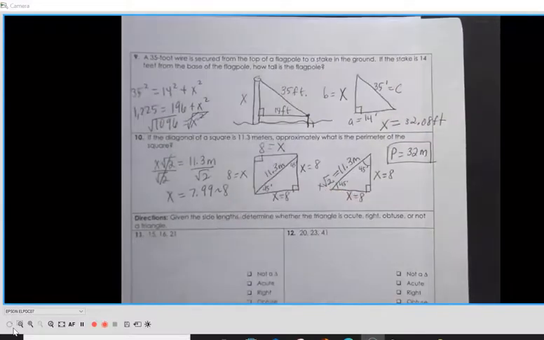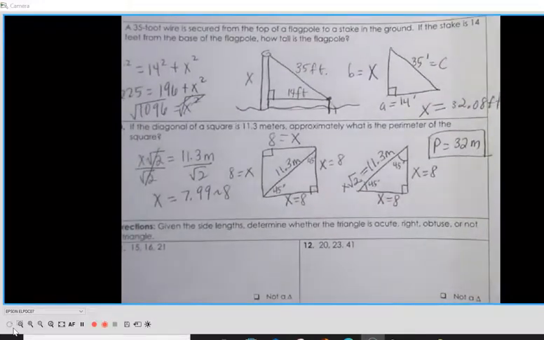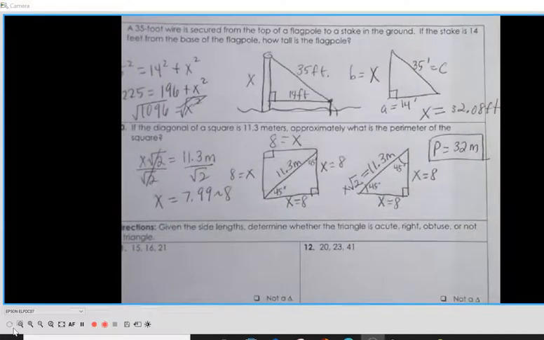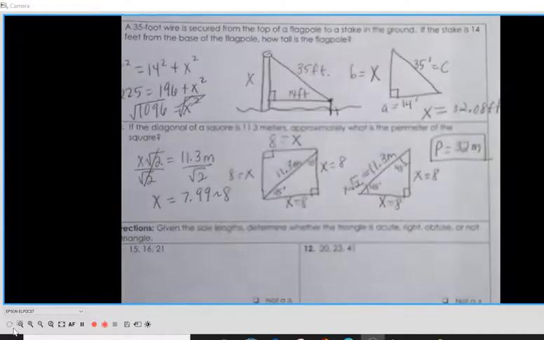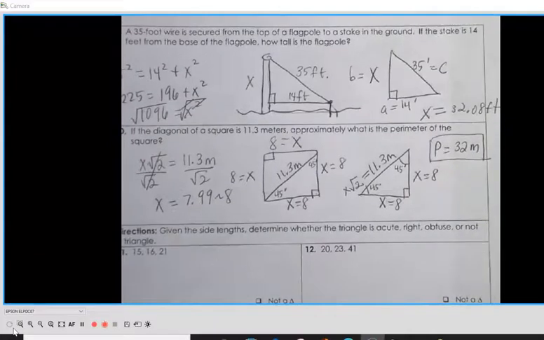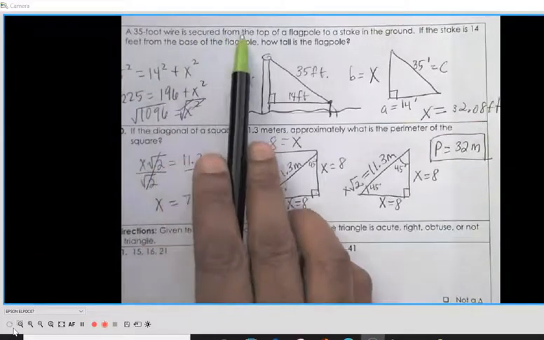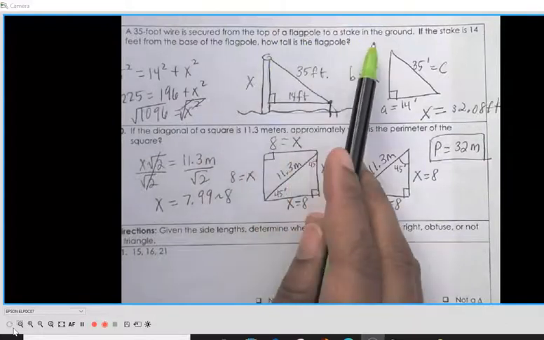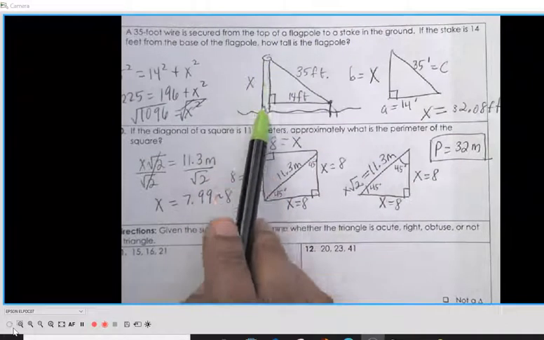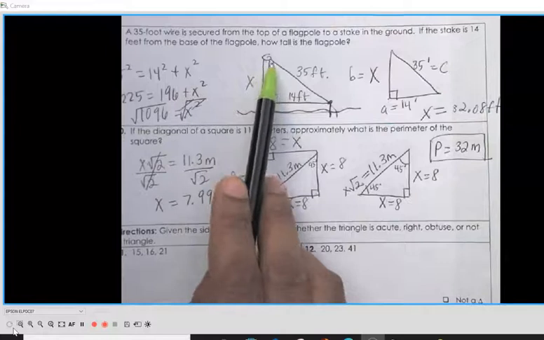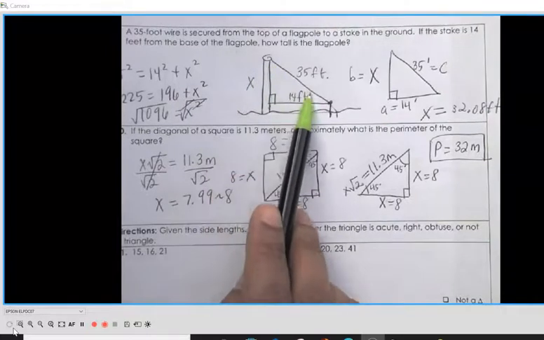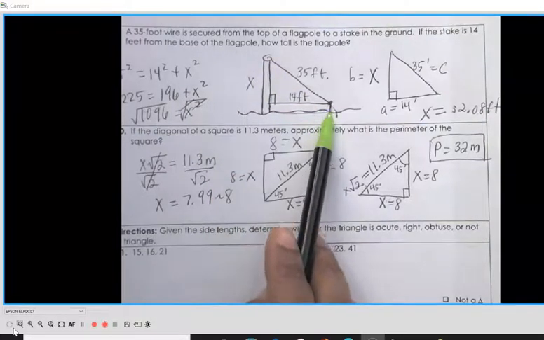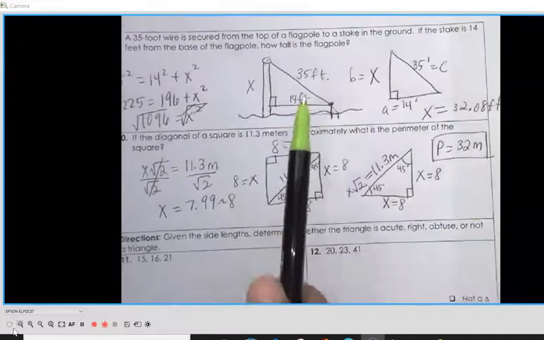This one says, there's a 35-foot wire secured from the top of a flagpole to a stake in the ground. So I drew a flagpole, and then here's that wire that's 35 feet to the stake in the ground. I could have drawn it a lot closer to the ground.